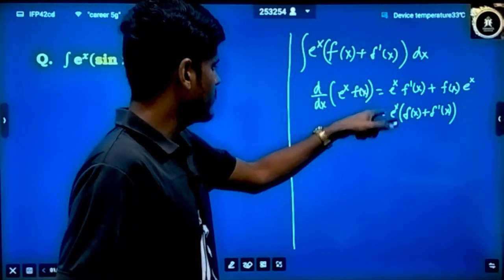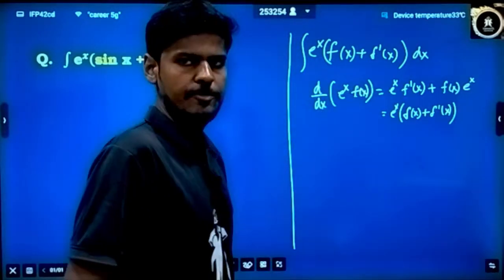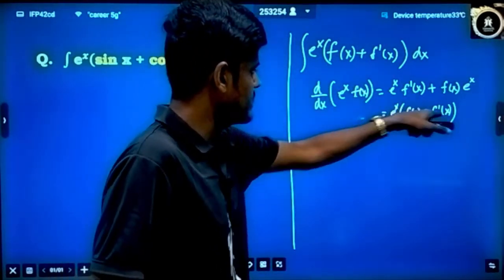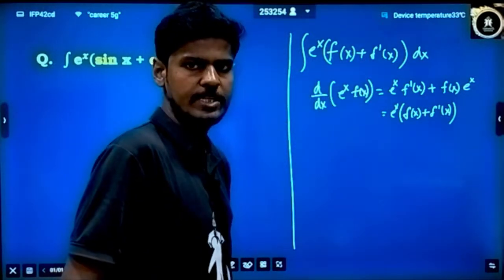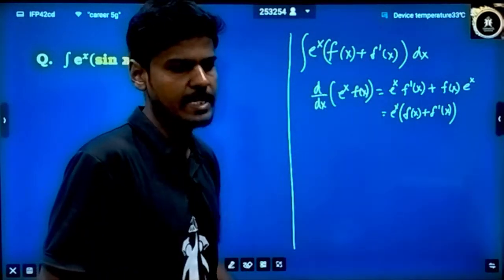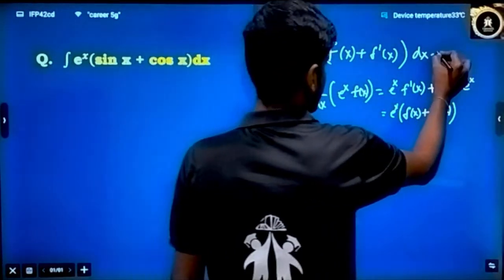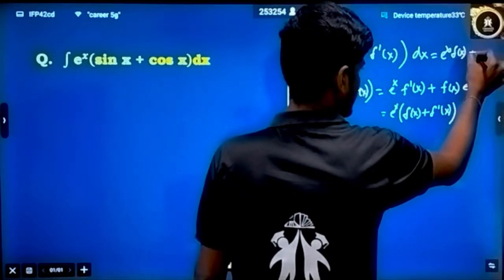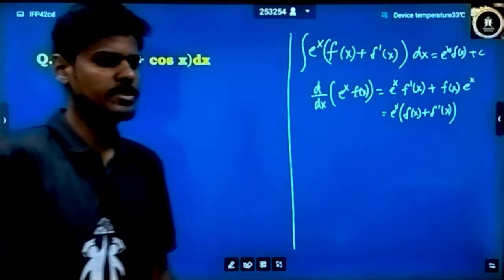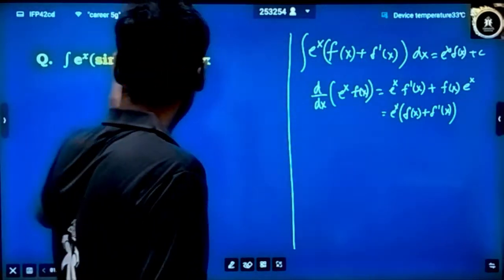So that means when you have to integrate this, the answer is e power x into f of x. Integral of this function is equal to integral of differentiation of e power x f of x. Integral and differential will get cancelled, so we will get e power x into f of x. So this final answer is e power x into f of x plus c. You should remember this result, students. Okay, so now we will see this question.